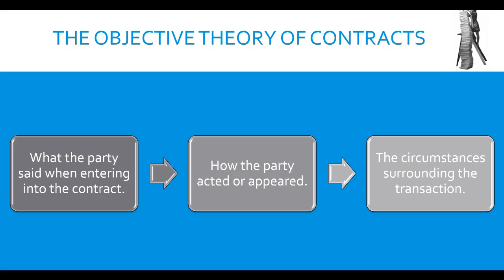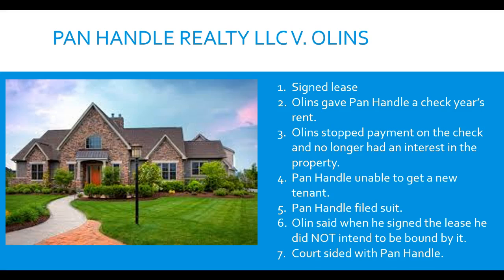The intent to enter a contract is important in the formation of a contract. The objective theory of contracts determines intent. Under this theory, a party's intention to enter into a contract is judged by outward objective facts as a reasonable person would interpret them, rather than by a party's own secret, subjective intentions. Objective facts include what the party said, how the party acted or appeared, and the circumstances surrounding the action.